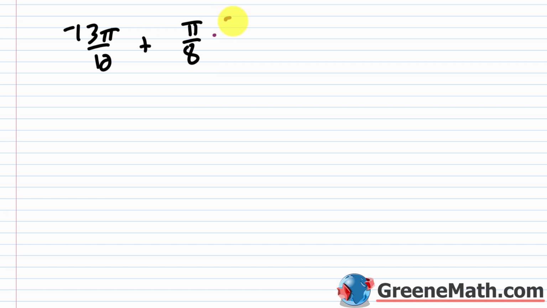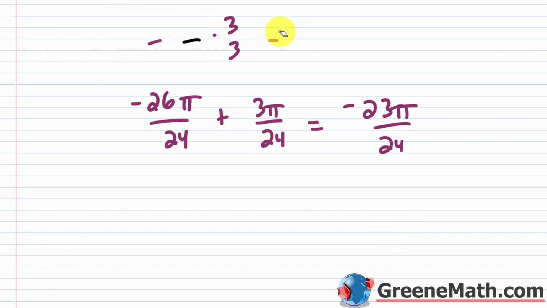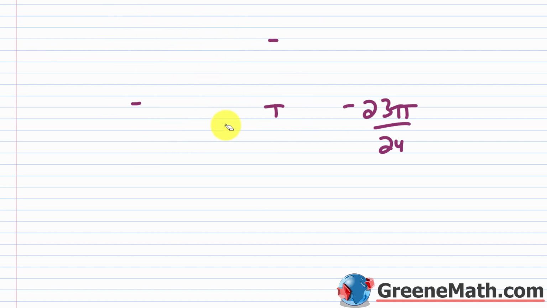So I'm going to multiply this by 3 over 3, and I'm going to multiply this by 2 over 2. So this would end up being negative 26 pi over 24, plus this would be 3 pi over 24. So this would be negative 23 pi over 24. So when we think about our quarter period, we're just going to write it as 3 pi over 24 so we can have a common denominator.